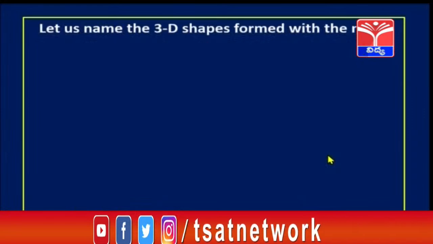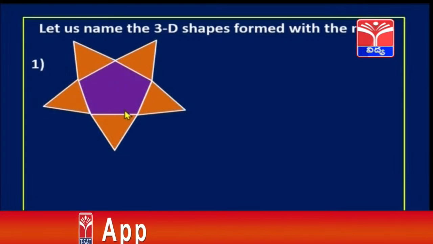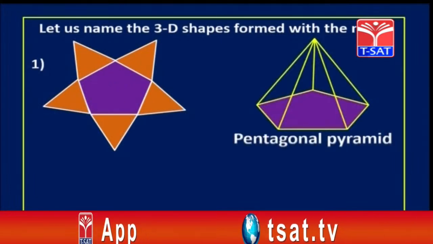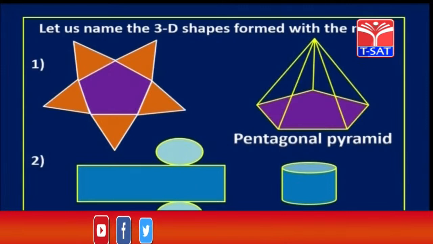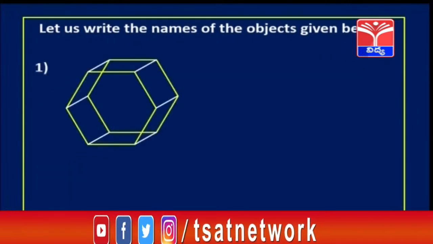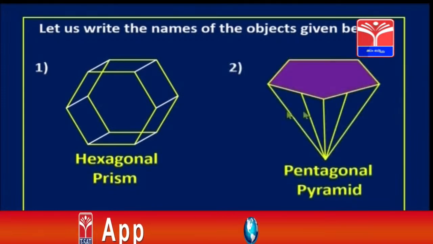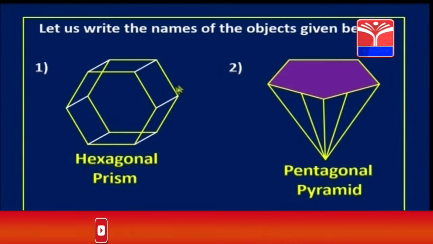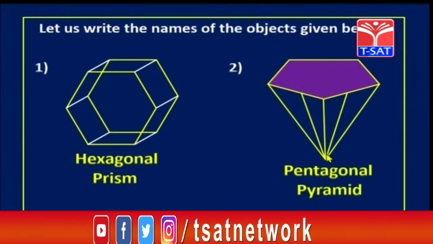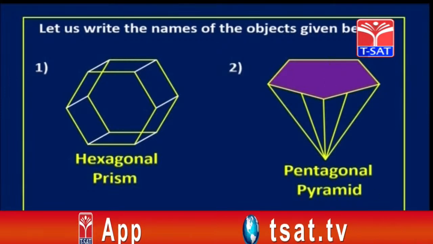Let us name the 3D shapes formed with the nets, children. What shape will you get, children, when you fold this along the line segments? Yes, you will get a pentagonal pyramid. Now, observe the second one, children. What will you get when you fold this? Yes, you will get a cylinder. Let us write the names of the objects given below. Children, this is the hexagonal prism. This is the pentagonal pyramid. How can you name this, children? Very simple. Count the number of sides and see whether it is a prism or pyramid. As it is a prism having 6 sides, we call it a hexagonal prism, and as it is a pyramid, because the vertex is there and the base is a polygon, having 5 sides, we call it a pentagonal pyramid.